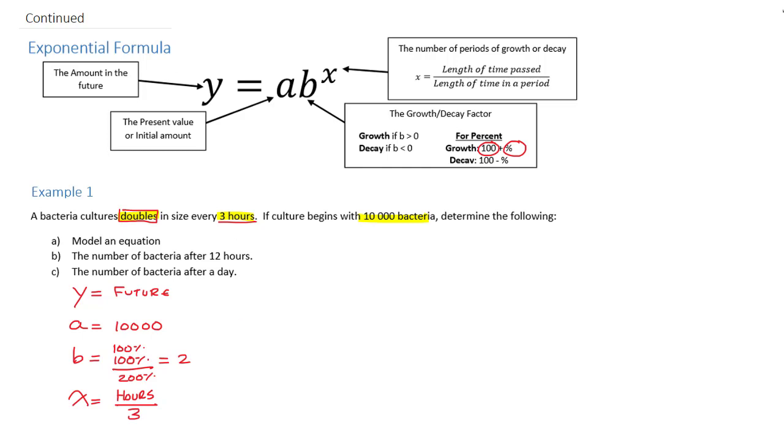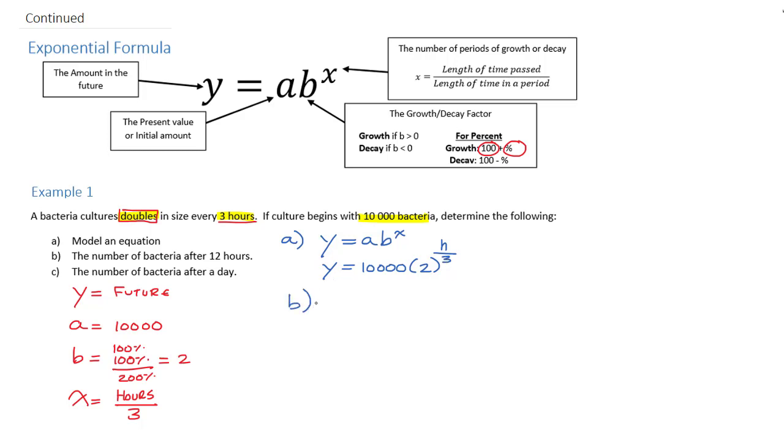So when I set my formula up, it's going to look something like this. For part A, make an equation. So when you're doing your homework, the main thing is to set the equation up. So we're going to go y equals, here's the starter, right? Y equals a times b to the power of x. So y is going to be equal to 10,000 bacteria times 2 to the power of, I'm just going to use h for hours divided by 3. All right, so there's my equation, right?